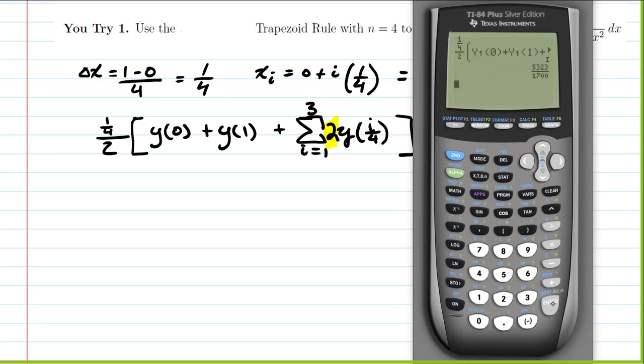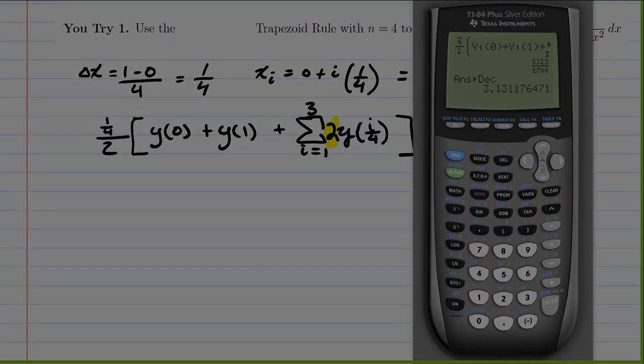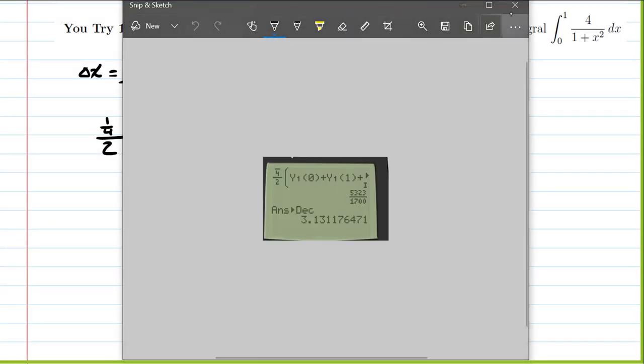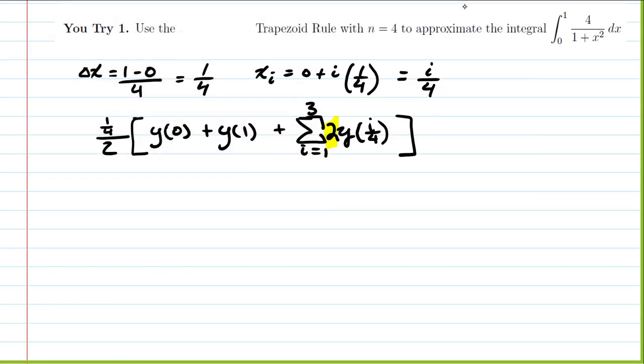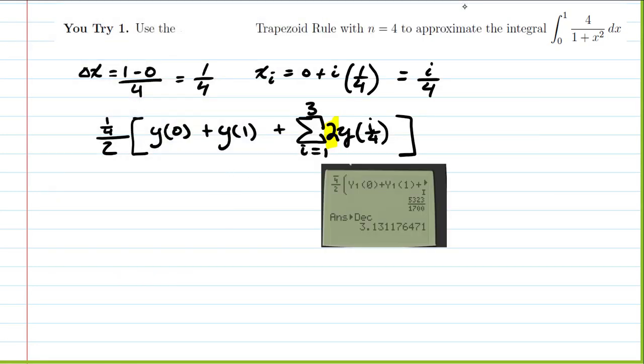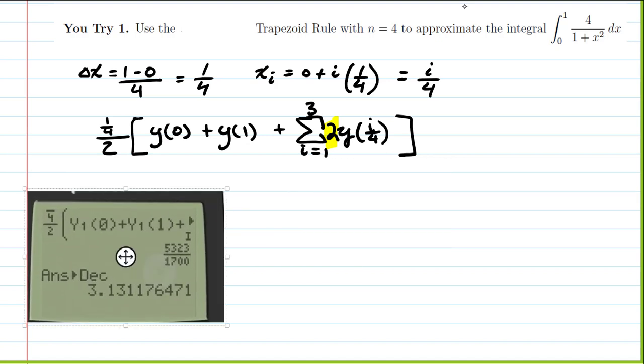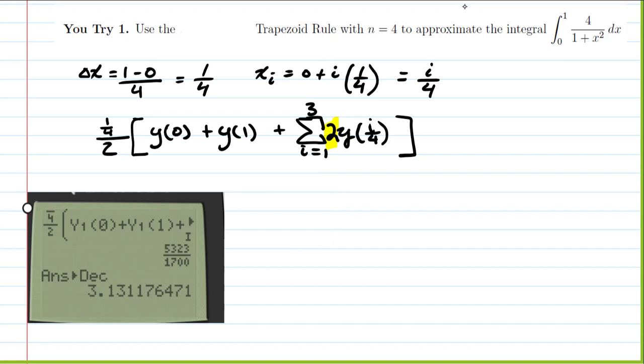Hit enter, and we think for a second. Our calculator gives us this value. We get a rational function, so let's hit math and choose decimal. And what do we get as our approximation? Our calculator gives us 3.13. So the question might become, well, how accurate is that?